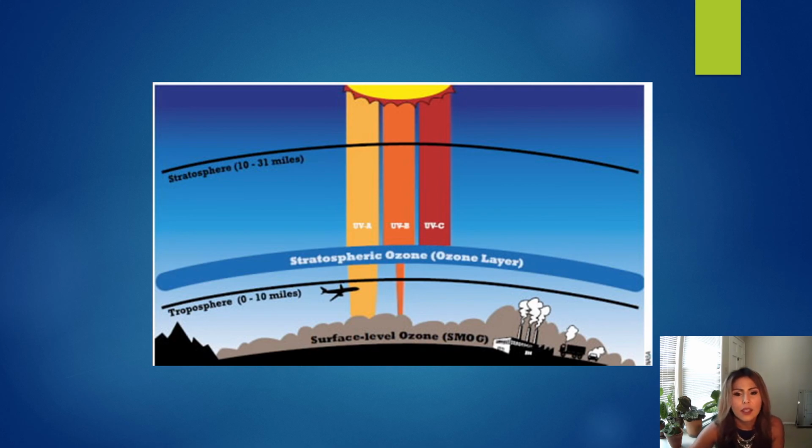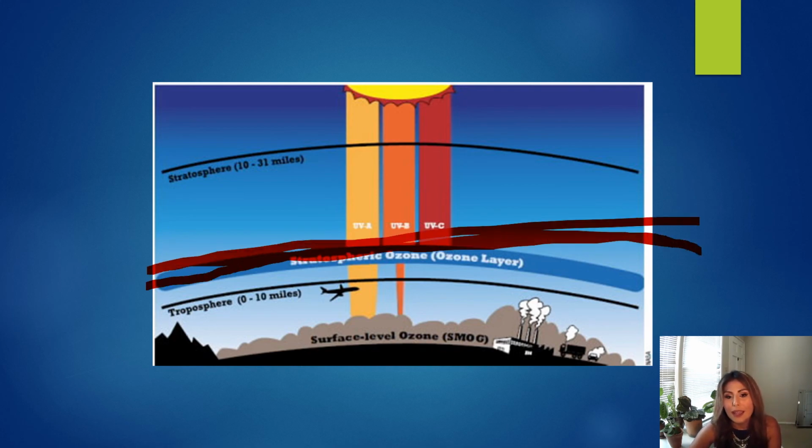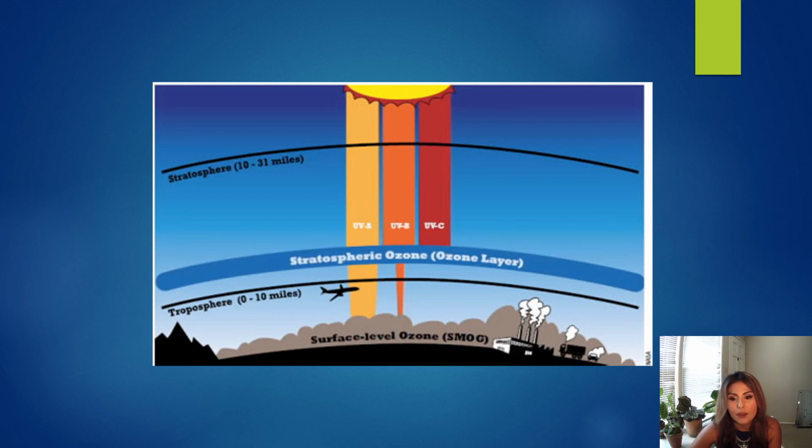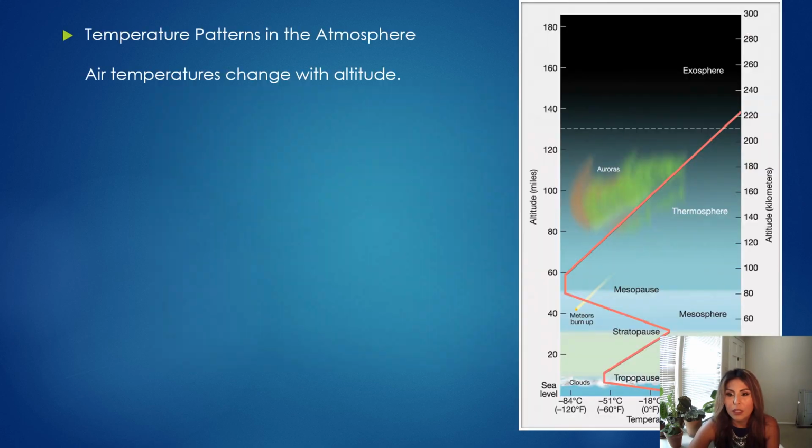Here it is. The ozone layer is found above the troposphere, but not so within the stratosphere, you could say. Yeah, you could say that. Yeah, that's where the ozone layer would be here. Okay, so I'm going to go through this quickly.